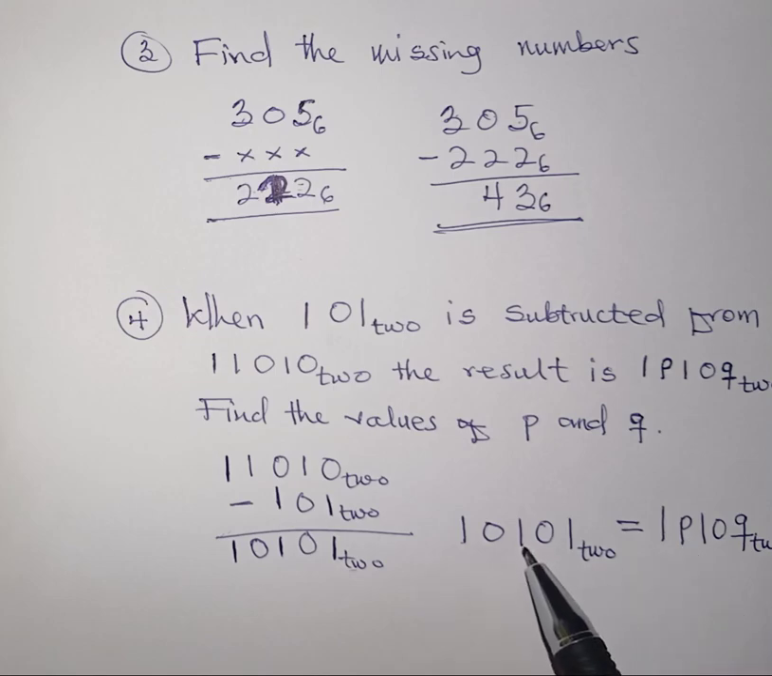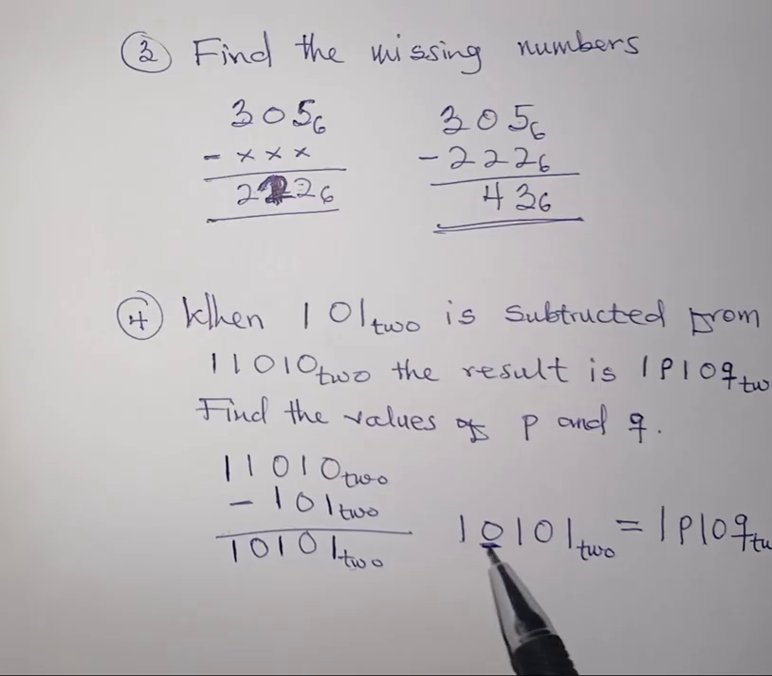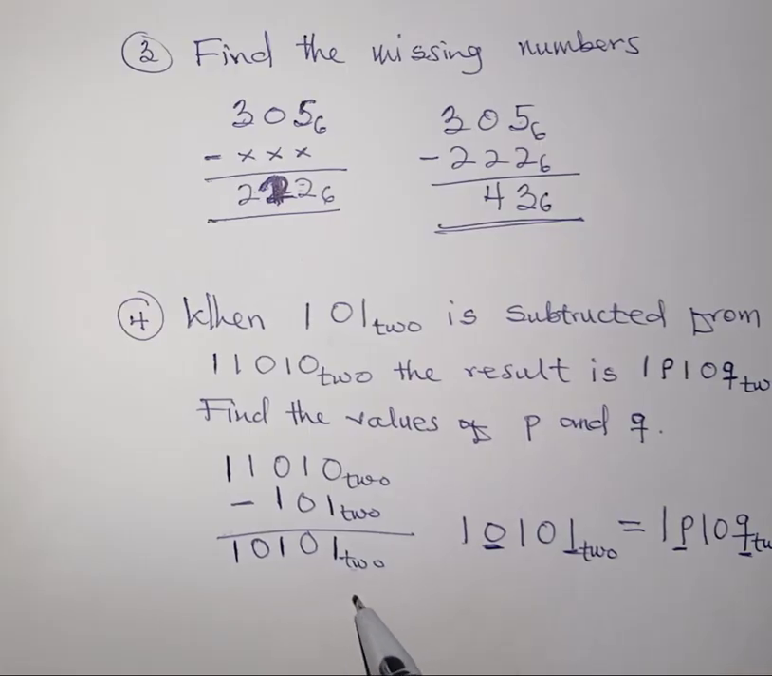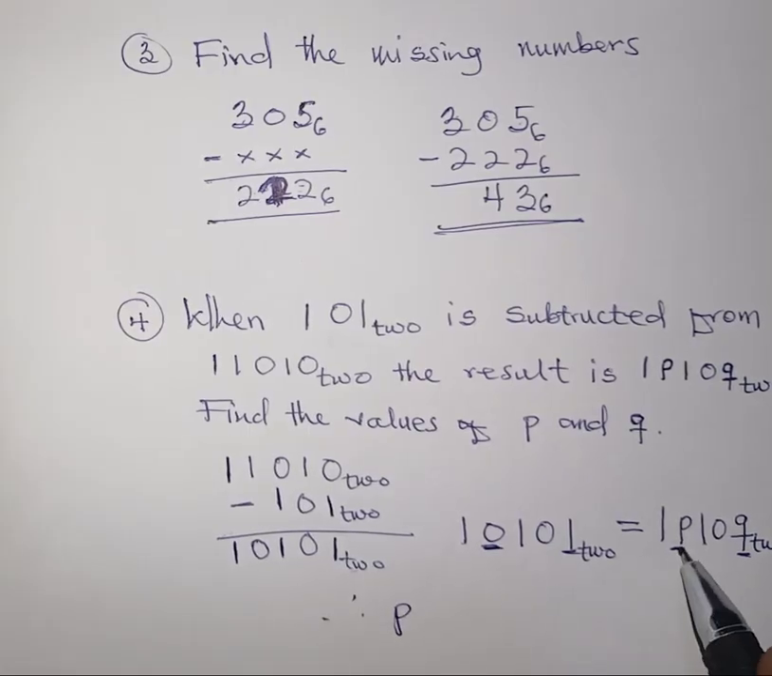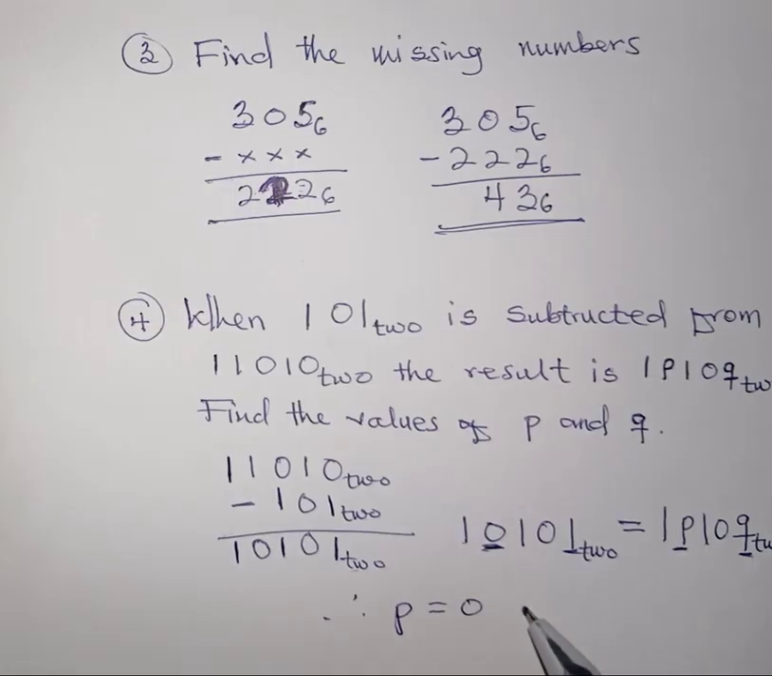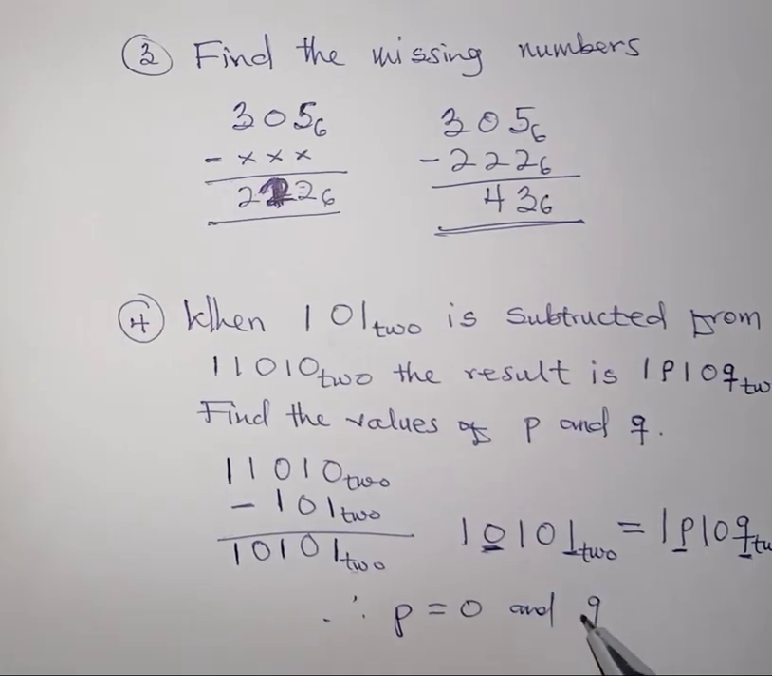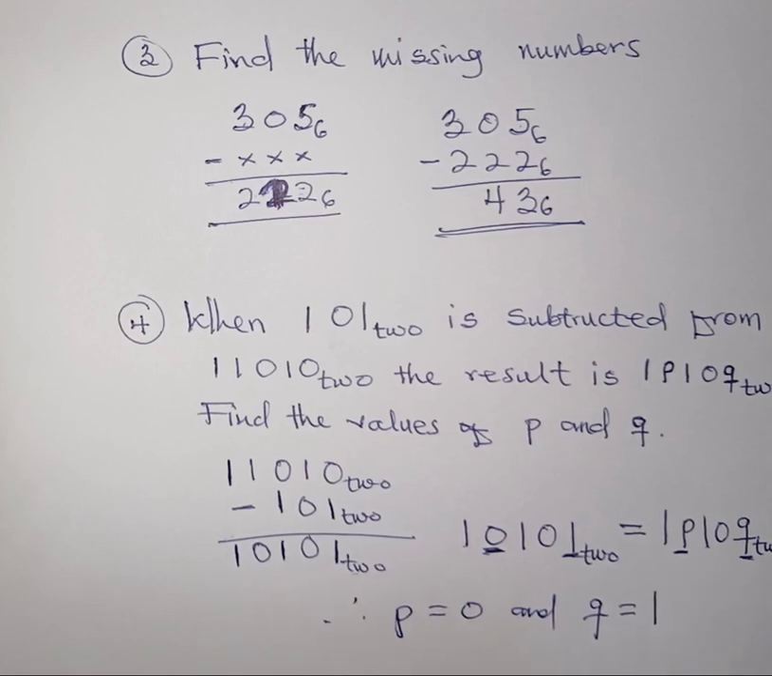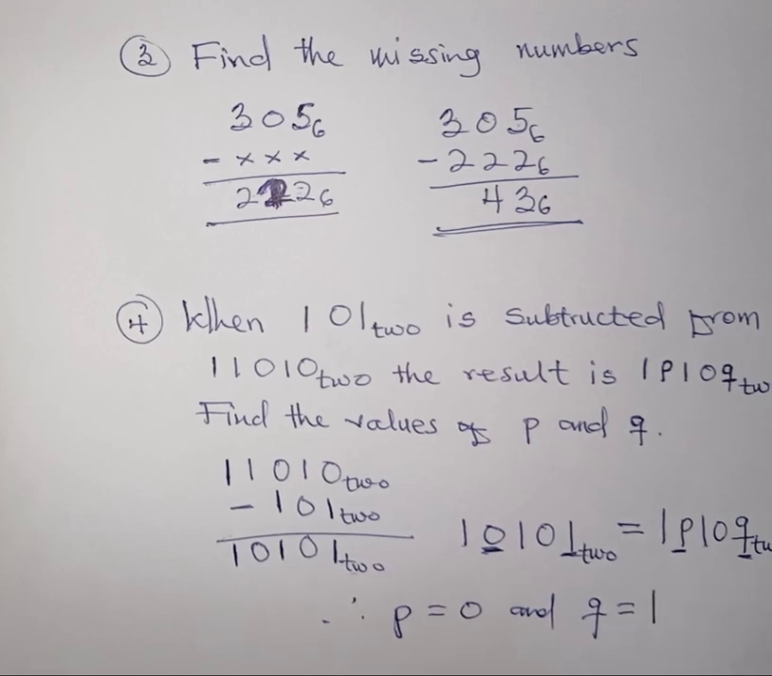Let's compare the middle. You realize that we have 1 here. We have 1 also here. We have 0 here, we have 0 here, and we have Q here. Then automatically you can see that this is what we didn't get here. This and that represent my P and Q. So you can see that therefore P, which is for this one, is equal to 0, and my Q, which is also for this one, is equal to 1. So when you have questions like this, that is how you should go about it. It's very simple, very basic.